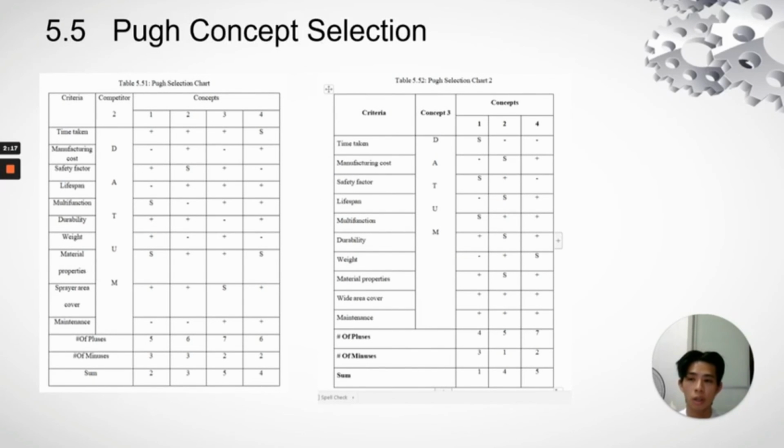The next one is the Pugh concept selection chart. We also see that there are two tables. In table 1, the third concept and the fourth concept have almost the same score, but in Pugh selection chart 2, concept 4 has the highest value.